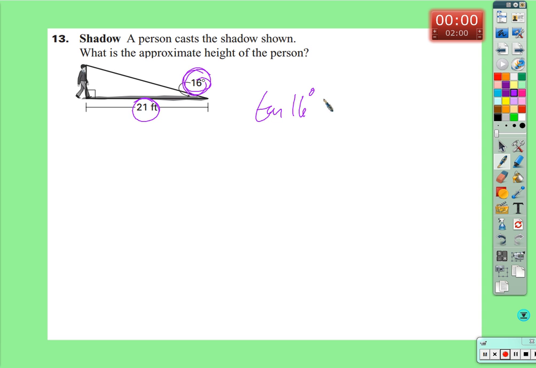The tangent of 16 degrees is equal to the height over 21. Multiply by 21 on both sides. The height is 21 times the tangent of 16.